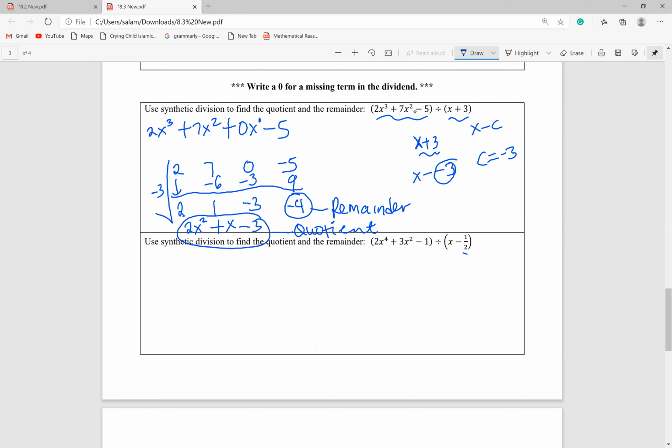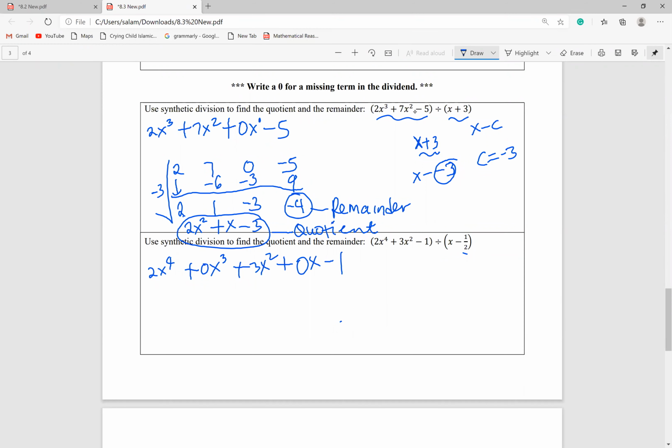So I'll proceed to the next example. The next example, we also want to use synthetic division to find the quotient and the remainder. Now I'm going to rewrite this. We're going to have 2x to the fourth power. The x cubed is missing because this is x to the second power, so I'm going to have 0x to the third power. Then I can have 3x to the second power. The x to the first power is also missing, so I'm going to have plus 0x, then minus 1.